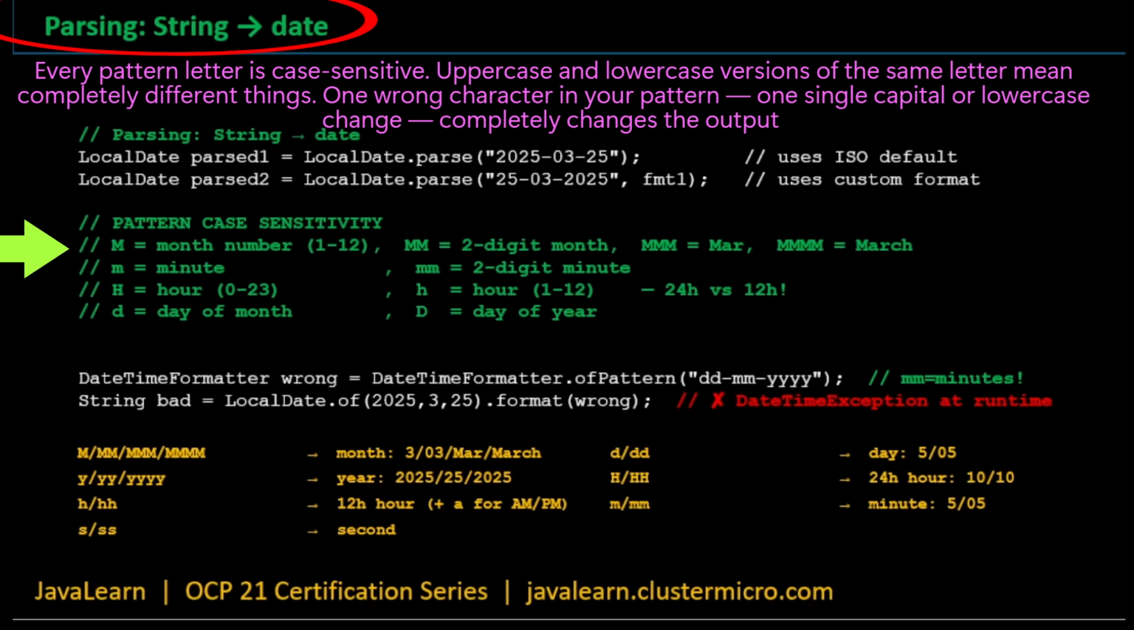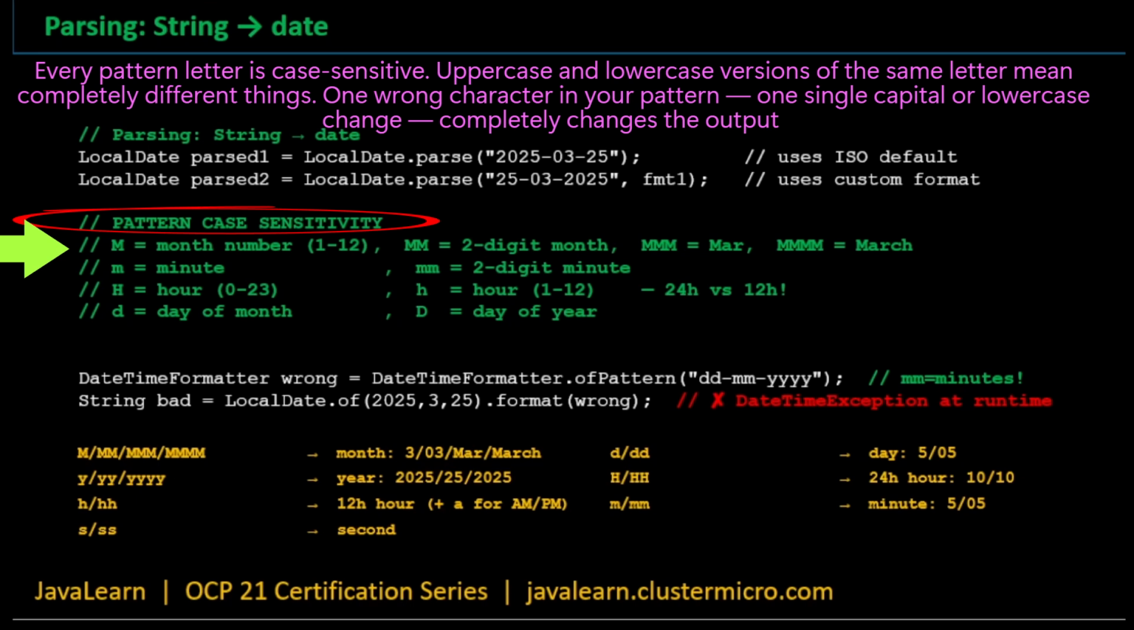Okay, capital M is month number without padding, so 3 for March, if there is 1 M. If there are 2 M's, then month number with 2 digits, 03 for March. If there are 3 M's, then month abbreviation, MAR. Then if there are 4 M's, the full month name, March.